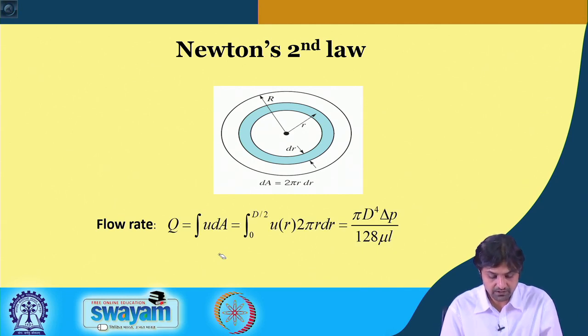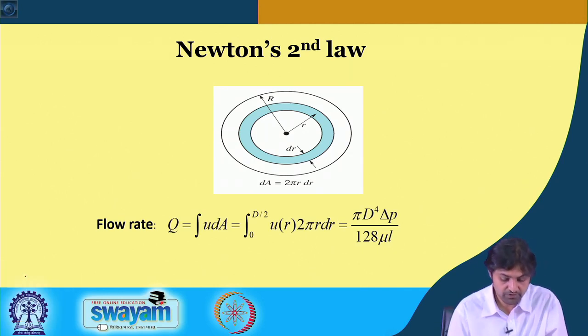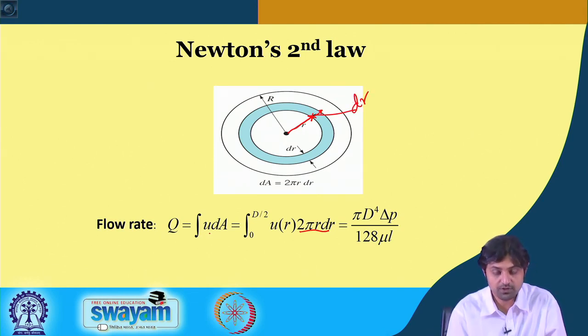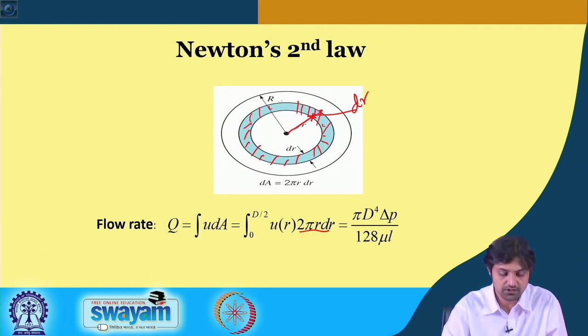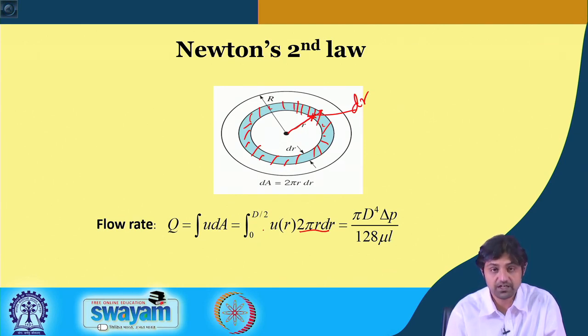So now we have determined u as a function of r, right, and the flow rate across the entire pipe will be the integral of 2 pi r dr. You see the area, we take an element of thickness dr at a distance r, and we can write q as integral of u dA, integrating from r is equal to 0 to d by 2, the entire radius. We can write u r into 2 pi r dr.